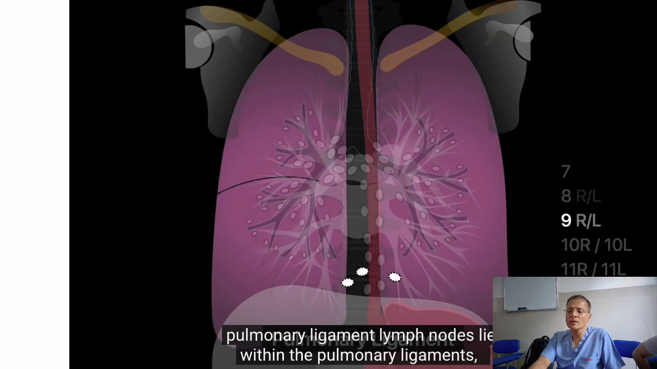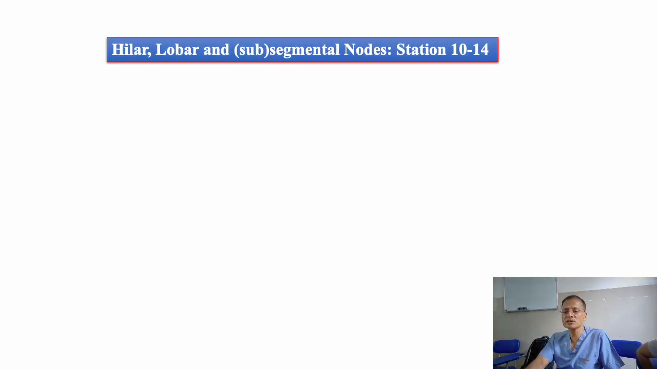In the same way, we can define the nodes along the inferior pulmonary ligament also, 9L and 9R. So these are the mediastinal lymph node groups.